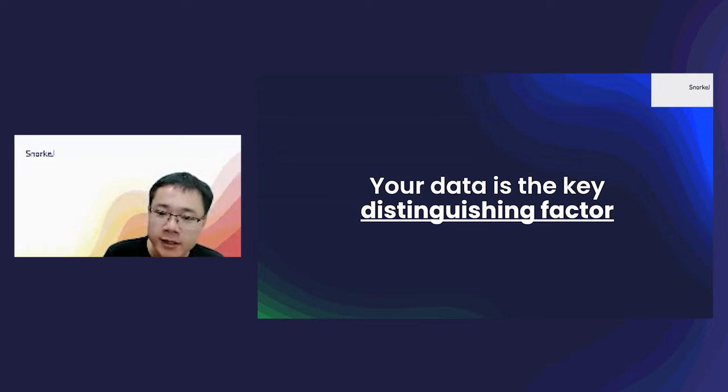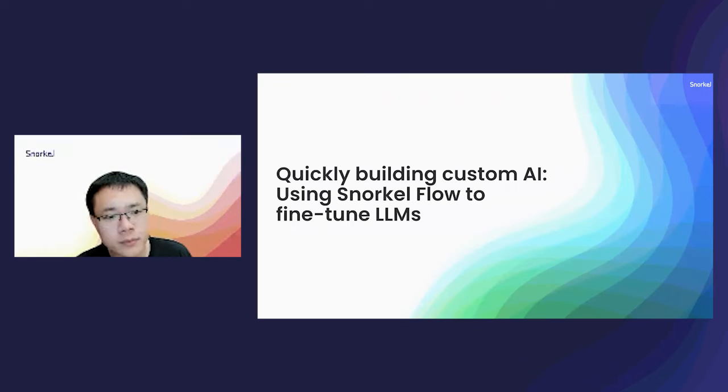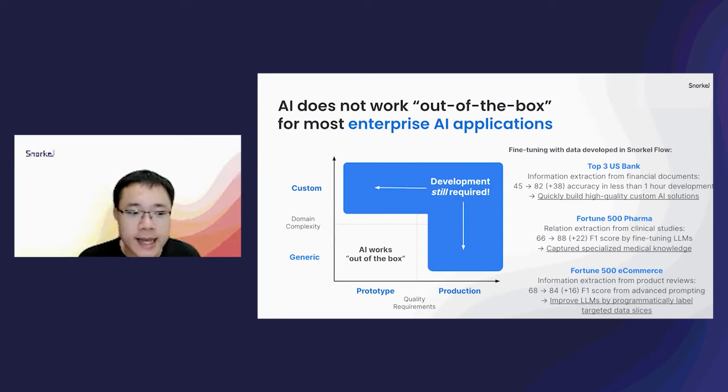But your data is the key distinguishing factor between your model and the industry model, the existing public data set, existing model. So now I will discuss how you can quickly build custom AI using Snorkel Flow to fine-tune large language models. AI does not work out of the box for most enterprise applications. For the cases where you have generic data or in prototyping use cases, AI works decently out of the box because they are trained on public data. However, for really domain-specific, custom, or if you want to reach production level, development is still required.